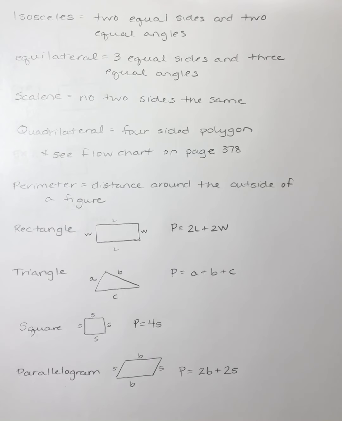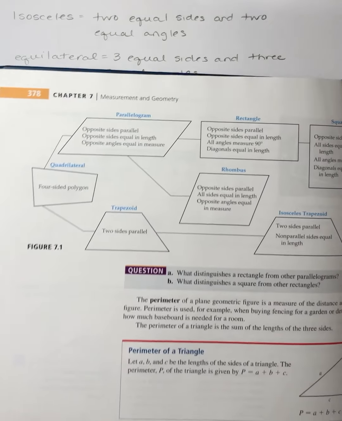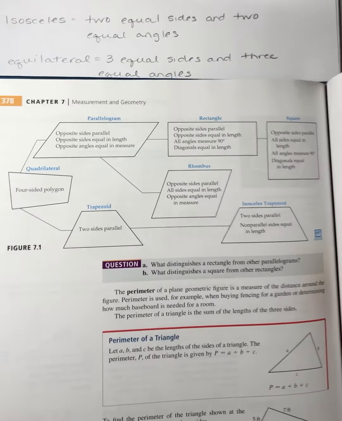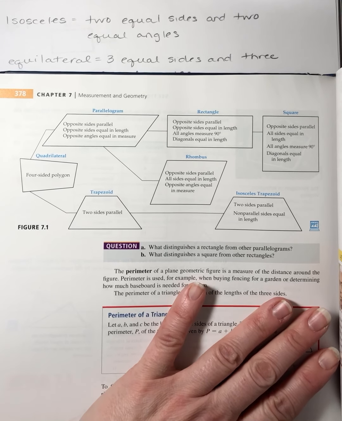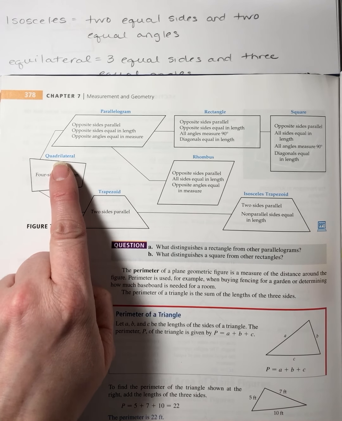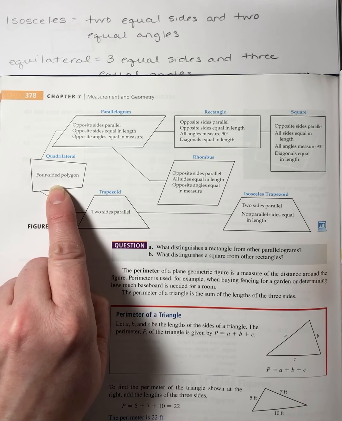There is a fabulous flow chart on page 378. And I'll show you that here. I guess I should have had my book ready. All right, here we go. I did not want to redraw this because you have your books and you can refer to this. Okay, so quadrilateral again just means it has 4 sides, a 4-sided polygon.